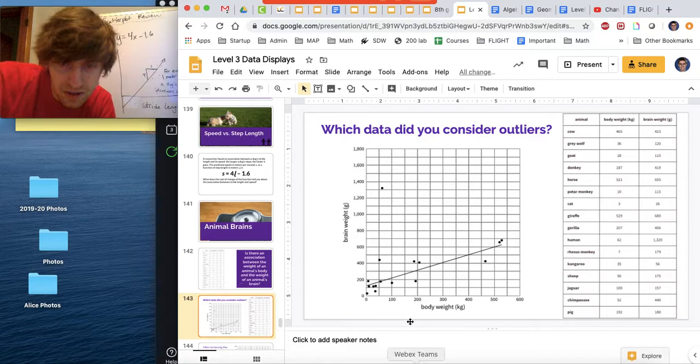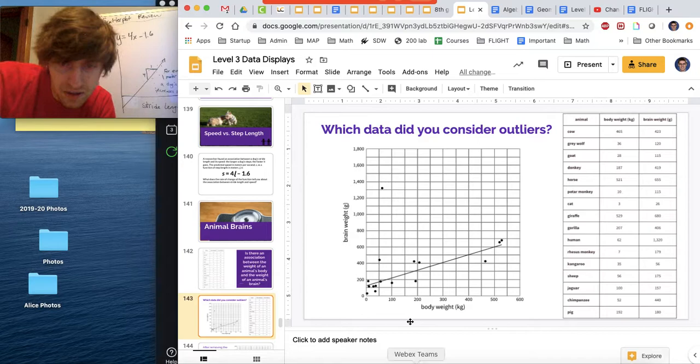Pig. Oh, poor pigs. Pigs have a body weight of 192 kilograms, and their brain weight is 180 grams. Oh, poor pig. Which one is really close to zero for both? Oh, that's cat. Wow, cats have really small brains. That's interesting. I thought cats were smarter.